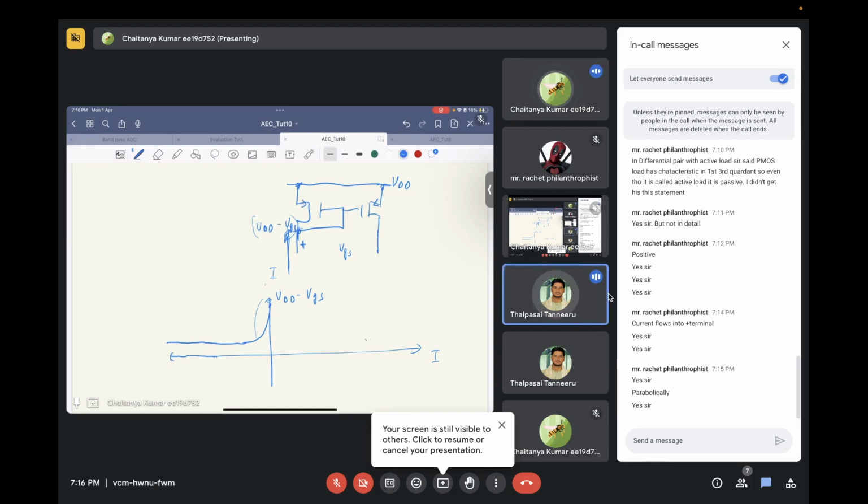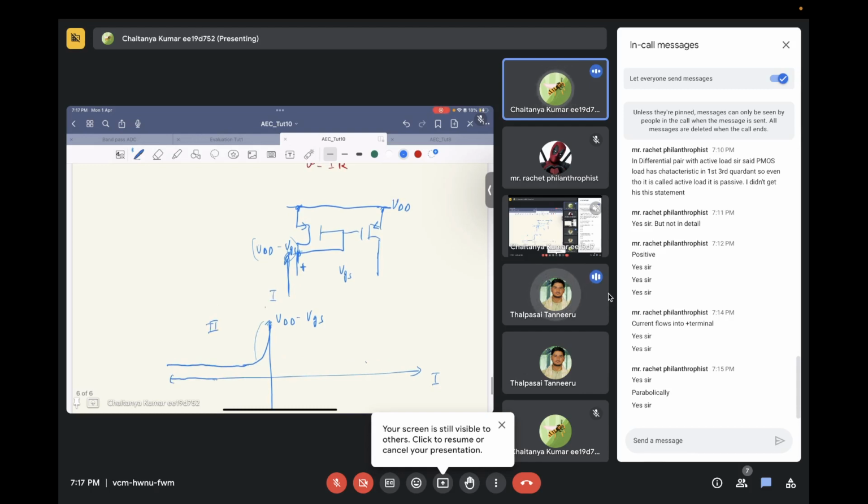Consider the large signal equivalent of the circuit. It actually lies in the second and third quadrant. So as far as the large signal equivalent is concerned, it's indeed an active circuit. But if you see only the incremental change, what will it look like?